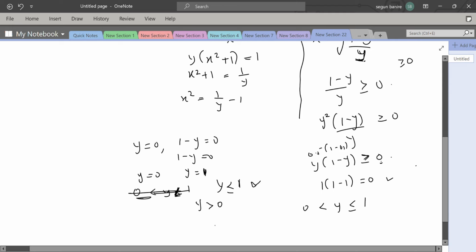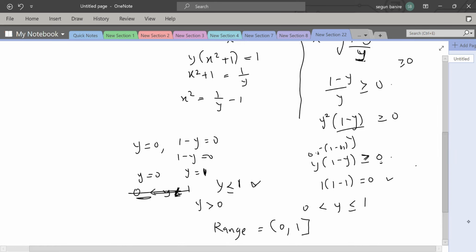Okay, so the range is what? The set of 0 and 1. So this is your range. Make sure you write that. And okay, let me use a diagram to represent this, so you could clearly see it.